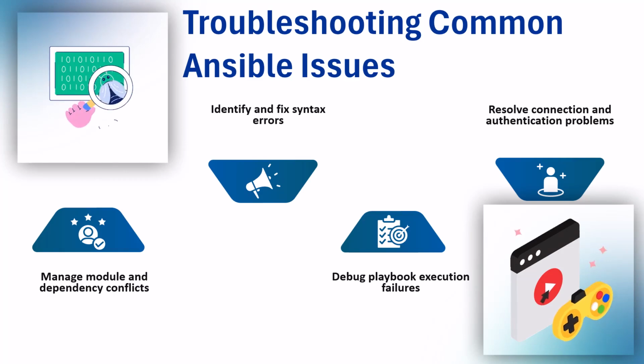Troubleshooting Ansible is like detective work. Each issue has clues. Start by checking your syntax, because even a missing space can cause chaos. If connections fail, double-check authentication settings. Module conflicts or version mismatches might be the culprit. And when playbooks act up, use debug logs like a magnifying glass.